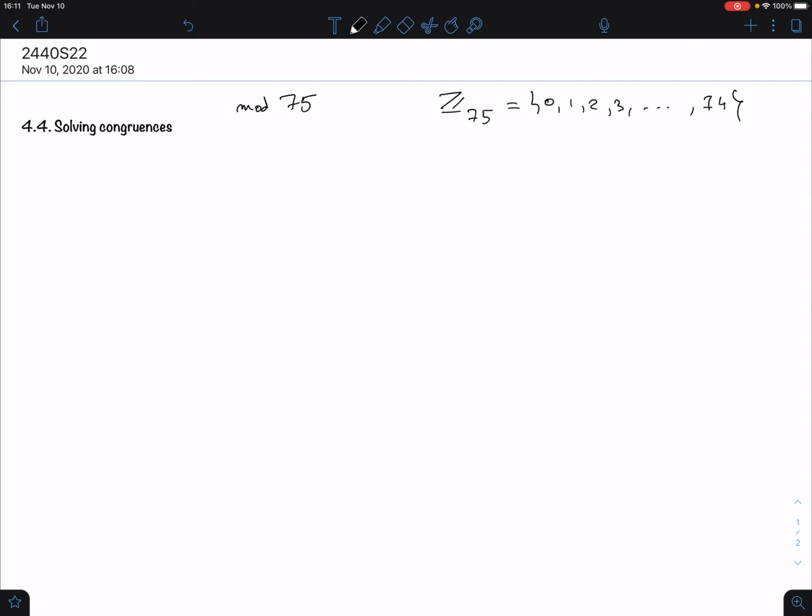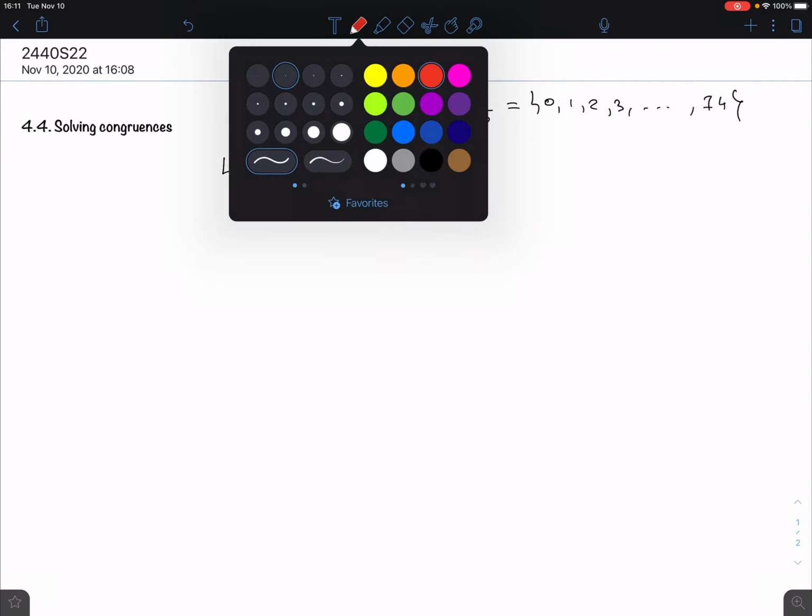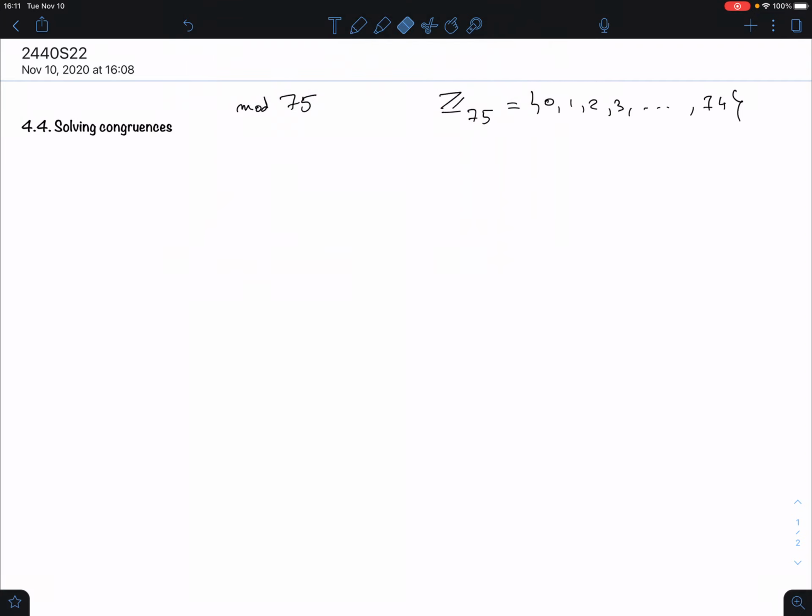I want to give you an example. So let's suppose we have this equation, 4x is equal to 7. Let me do this in red, perhaps, because I want to just review how we solve linear equations. That's very old stuff, and what you do is you say, okay, divide both sides by 4, and you find x is 7 over 4, right?